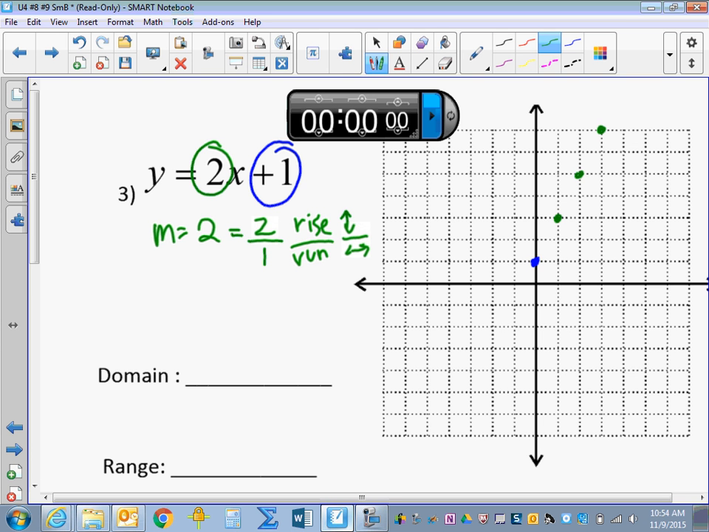You can go and draw your line at this point. I like to keep doing points from here. Down 2 to the left. And again, my line should have a positive slope because my slope is positive. So if you graph yours and it ends up being negative, it means you probably went the wrong direction. Up 2 to the right. All right, so my domain is all real numbers, and my range is all real numbers.